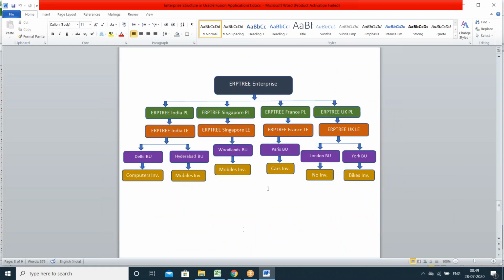Without division, enterprise, no division. Division is not at all mandatory. There is no great advantage. And directly, under the enterprise we'll have a primary ledger, under primary ledgers, legal entities, under legal entities, business units, under business units, inventory organizations. Okay, so this is the point we have to understand.